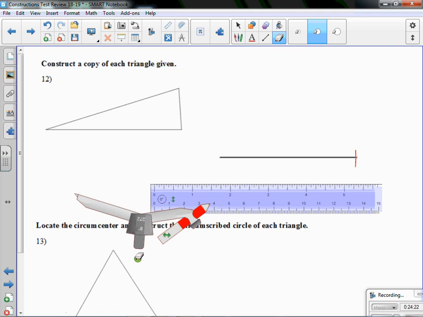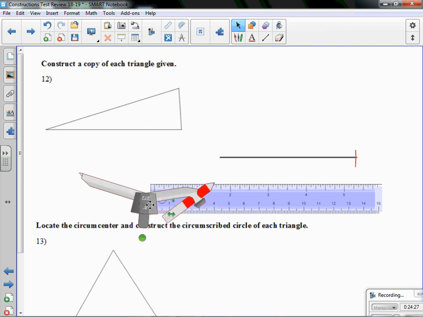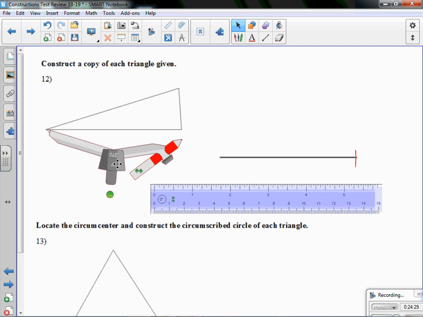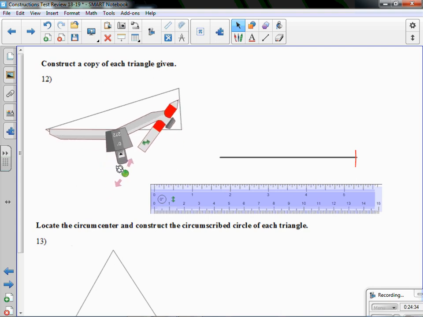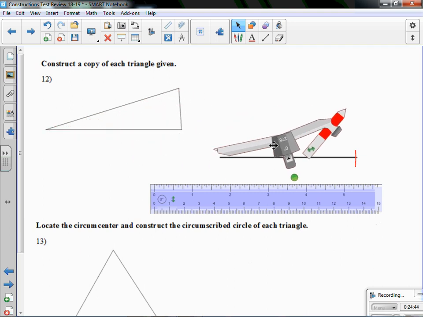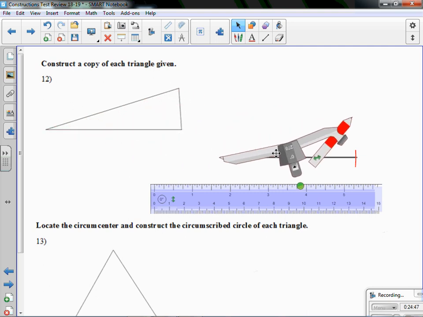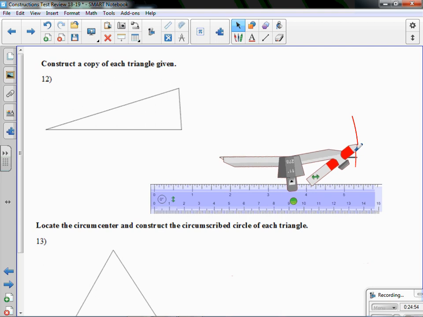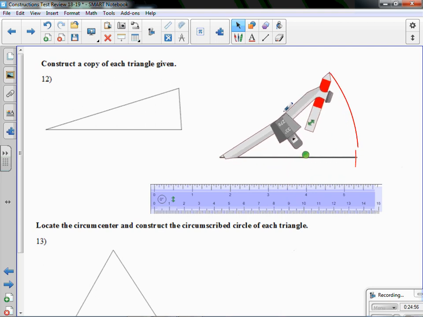Now I'm going to take my compass and use it to measure the lengths of the other two sides. So put the point at that vertex, use my compass up and extend it out to the length of that other endpoint. Put one of my compass here on this endpoint and make an arc, like so.